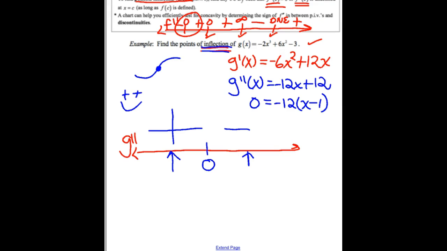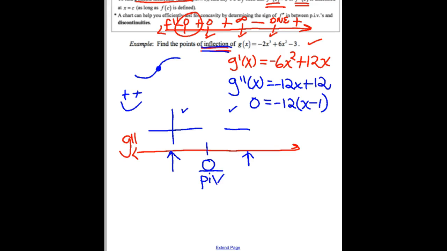I'll test my favorite point over here, negative pi. If I put that in there, I've got a negative times a negative, which is a positive. This tells me since my second derivative is positive, I'm concave up there. When I test my favorite number over here, pi, and I put it in, I end up having a negative times a positive, which is a negative. What that tells me is there was an inflection point. This 0 is called a possible inflection point, but it passed the test. It was in the domain of the function, so it wasn't an asymptote, and the concavity changed.